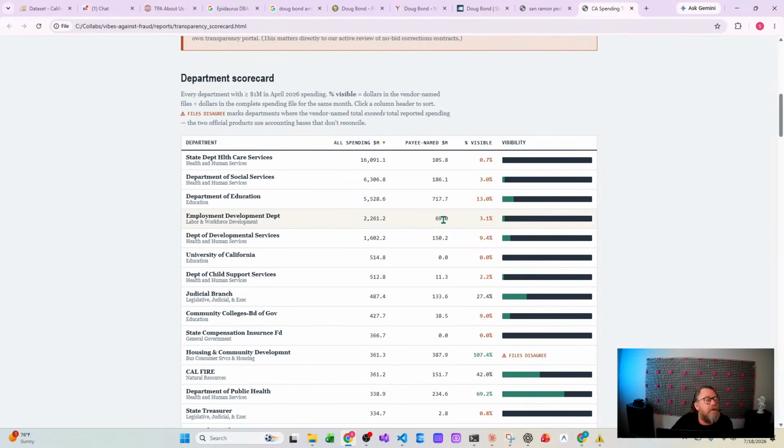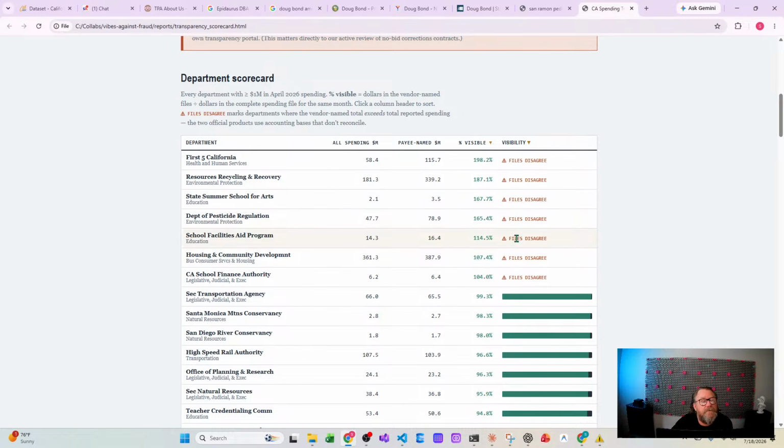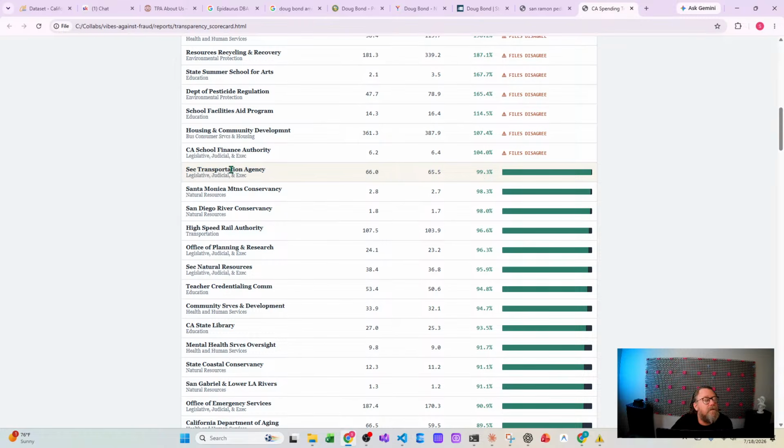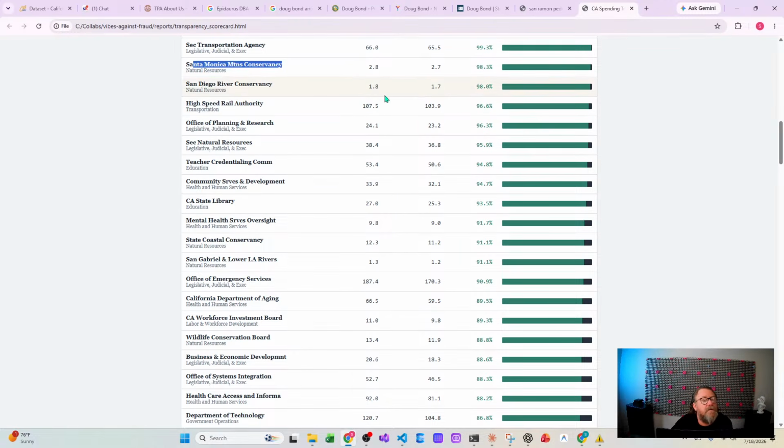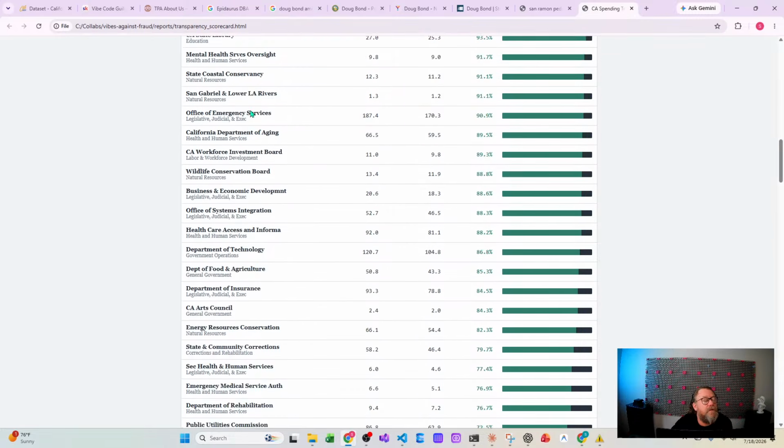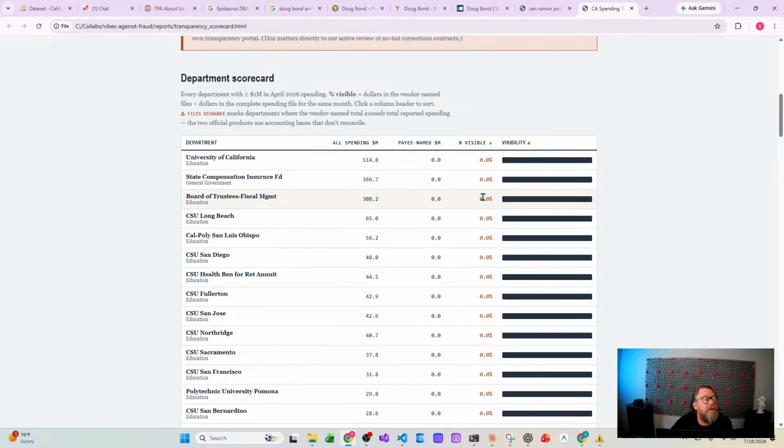Crazy. Department scorecard. Wow, so it scored all of these. Department of Education. Man. So it's got a bunch here where the visibility disagrees. Santa Monica Mountains Conservancy, 98% visible. Congratulations. High Speed Rail Authority, 96% visible. There's no way. We got to dig into that more. I want to know where that $100 billion went.